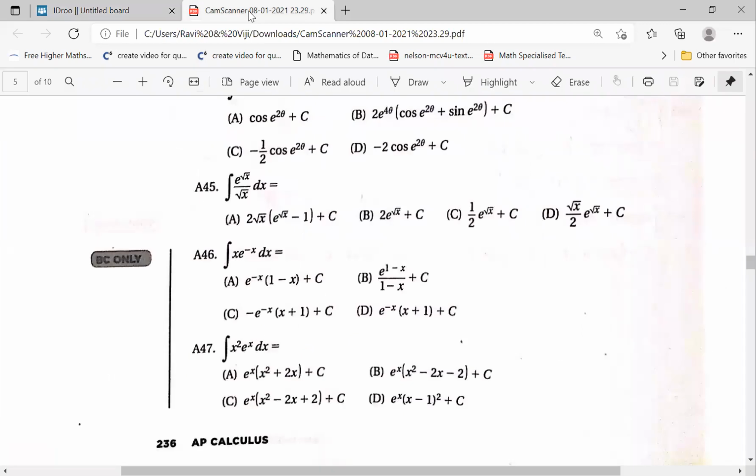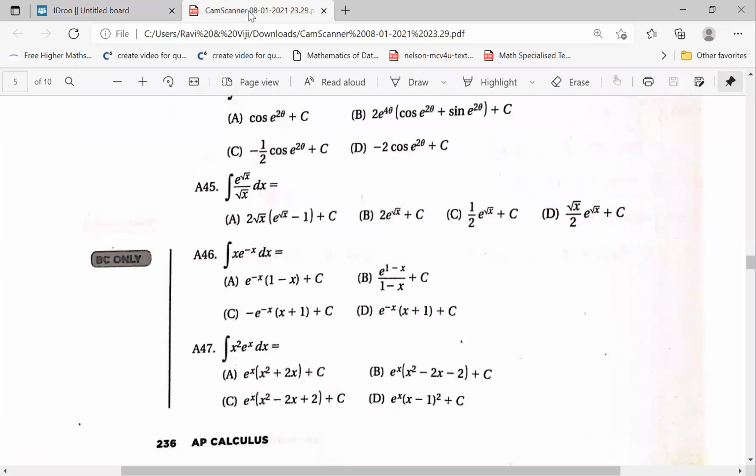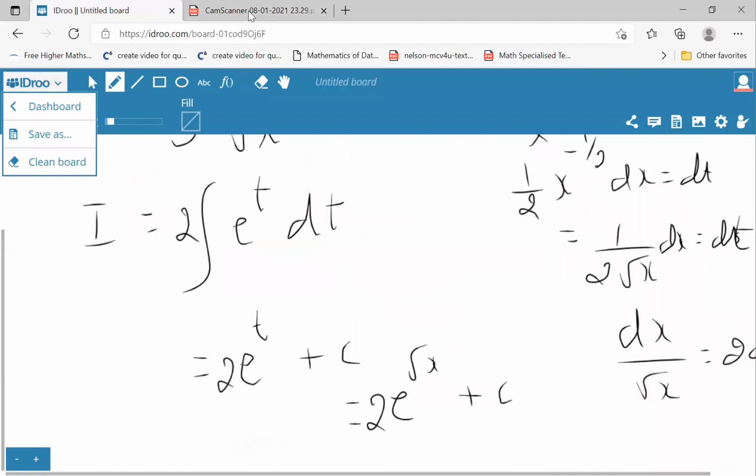So you can see e to the power of root x, 2 root x, right? We left the 2 here, so it should be 2 here. So it should be 2 e to the power of root x plus c. B option is correct. Now coming to the 46th one, x e to the power of minus x dx.